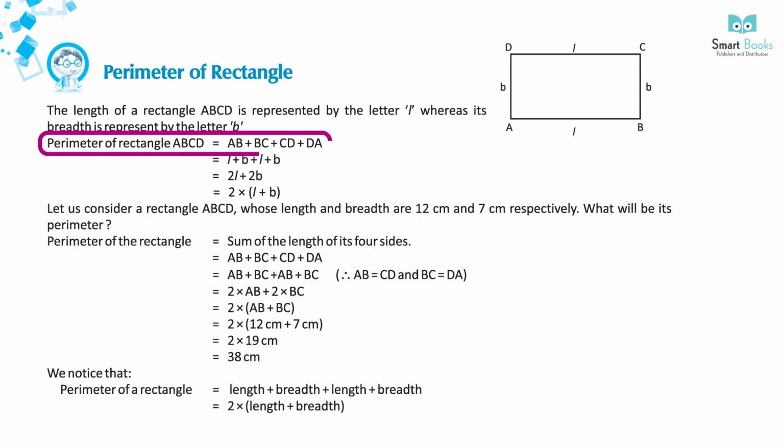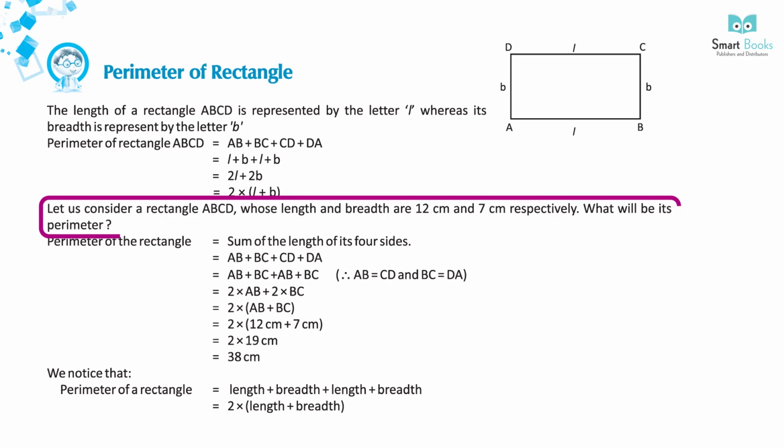Perimeter of rectangle ABCD is equal to AB plus BC plus CD plus DA is equal to length plus breadth plus length plus breadth is equal to 2L plus 2B is equal to 2 into L plus B. Let us consider a rectangle ABCD whose length and breadth are 12 cm and 7 cm respectively. What will be its perimeter?